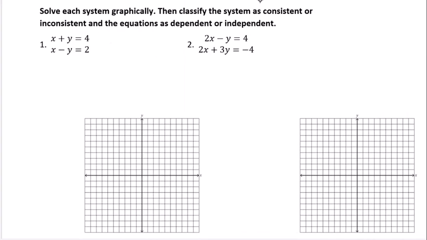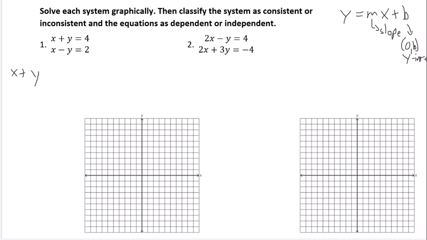All right, the first thing you want to do is take your equation and put it in y equals mx plus b. That way you can identify the slope. So we want to put it in this form, so that way here we can see the slope, and the b is our y-intercept.